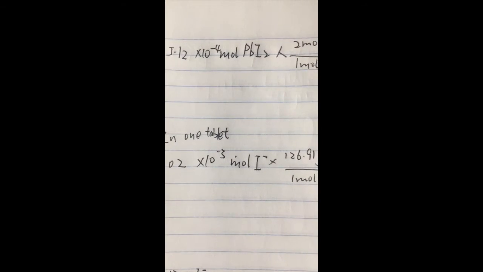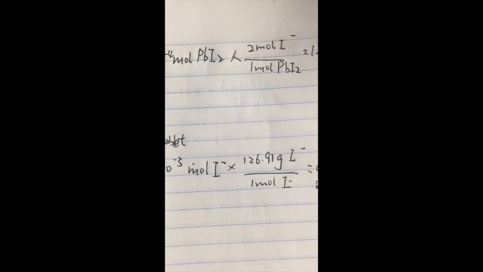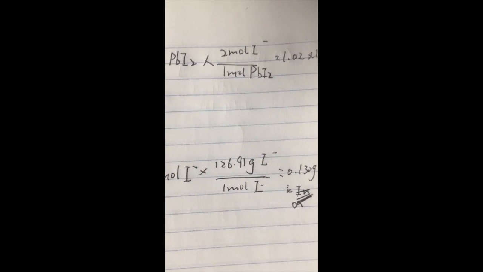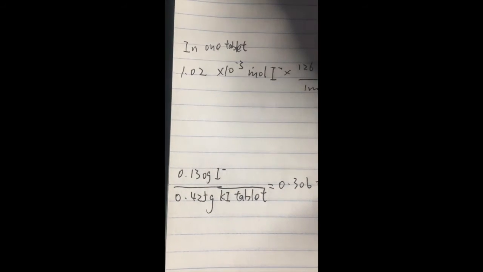So we get 1.03 times 10 to the minus 3 moles of I. So in one tablet, we need to know the mass of the I. So we use the moles of I times the grams of I over 1 mole I, so it equals 0.130 grams of I. This is for one tablet.